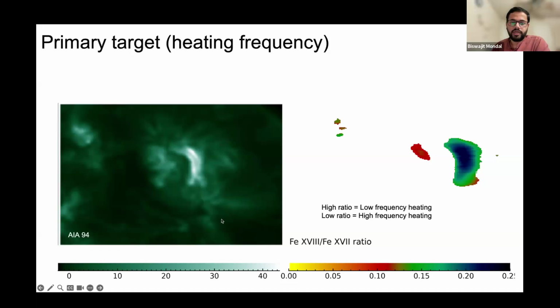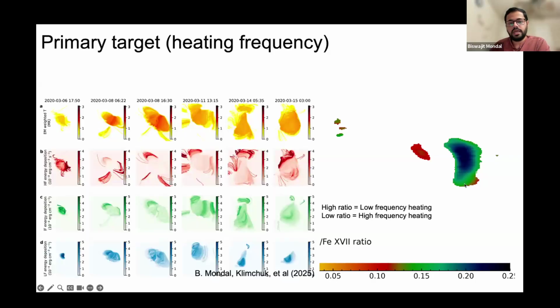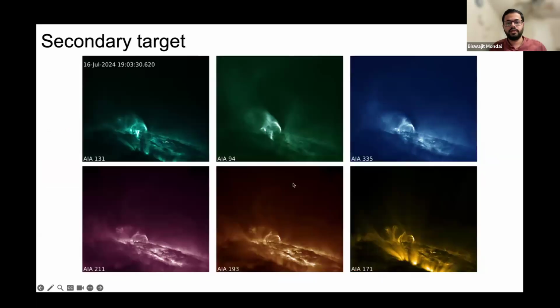So this is one example where we looked at the ratio of ion 17 by ion 18. Here at the core, you can see the ratio is high, which indicates the frequency is low. At the periphery, the ratio is low, so that means there is high frequency heating. And this pattern is correlated with the simulation result, where we showed that at the core low frequency heating is dominant, and at the periphery high frequency heating is dominant.